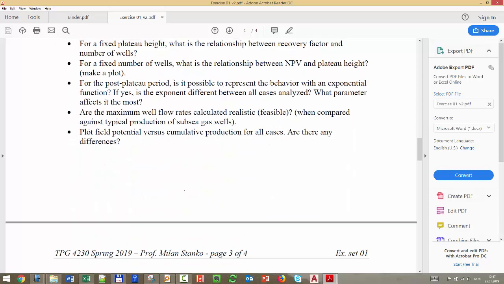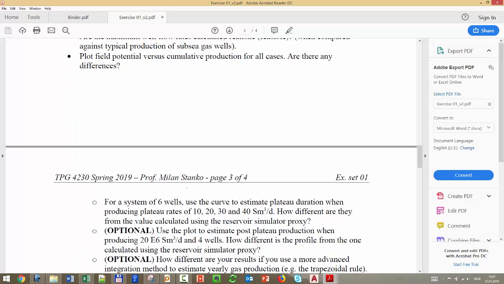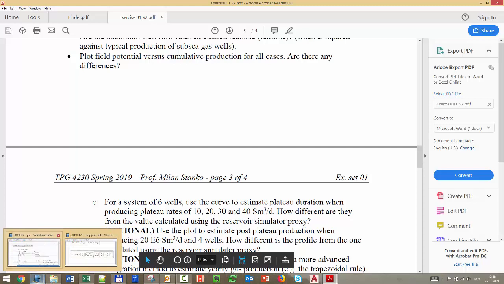And there was one question. Oh, here there was another typo. It should be million: 8, 10, 20, 30 million standard cubic meters. That will give you a very long plateau. You will have a few generations just living from that field. And then we have these two optional questions, and here, it's worth making a short comment.